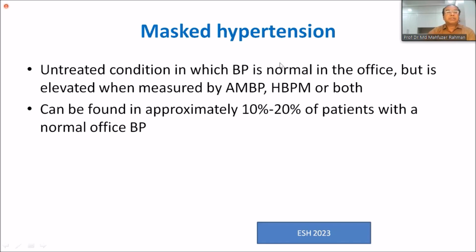Another entity is masked hypertension, an untreated condition in which blood pressure is normal in the office, but it is elevated when measured by ambulatory blood pressure or home blood pressure measurement or both. It can be found in approximately 10 to 20% of patients with a normal office blood pressure. The patient has hypertension, but in office blood pressure measurement, he is found to be normotensive. But whenever their blood pressure is measured out of the office setting, they have high blood pressure or hypertension. This is masked hypertension.